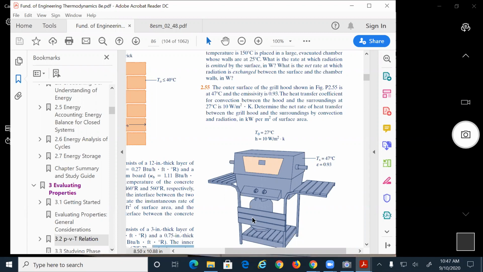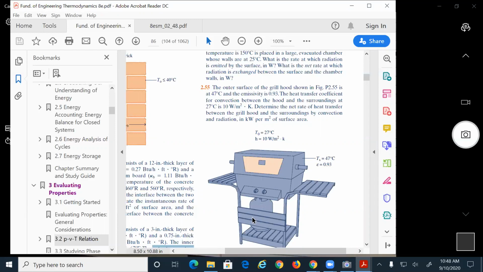Okay, so just do the figure. The outer surface of the grill hood shown in figure 255 is 47 degrees Celsius, okay? And the emissivity is 0.93, which is on the figure. The heat transfer coefficient for convection between the hood and the surrounding at 27 degrees Celsius is 10 watts per meter squared Kelvin, okay? Determine the net rate of heat transfer between the grill hood and the surrounding by convection and radiation in kilowatts per meter squared of the surface.